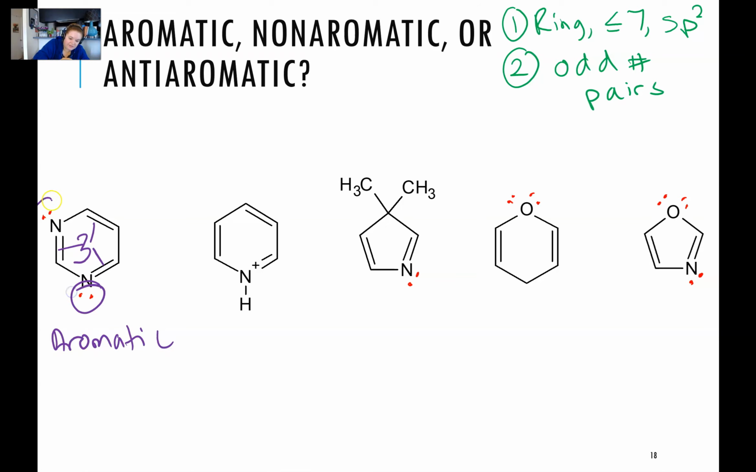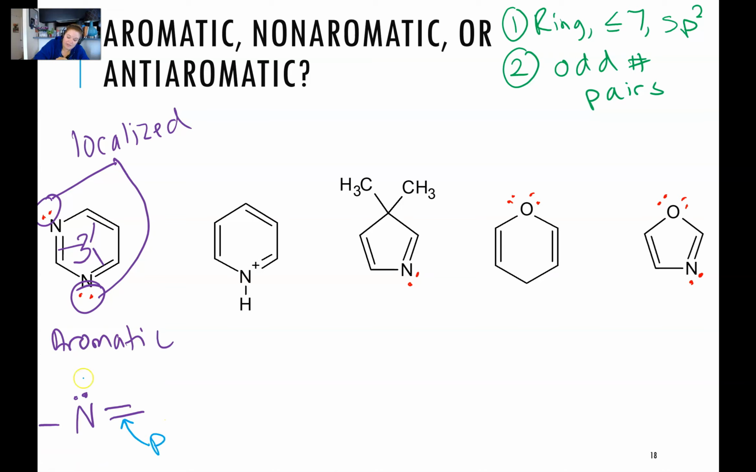The lone pairs on those nitrogens, both of them are localized. They are not participating in resonance because they don't have to. The nitrogen has a double bond. When the nitrogen has a double bond, the pi bond going to it is going to be the one in the p orbital, and that lone pair will be localized.